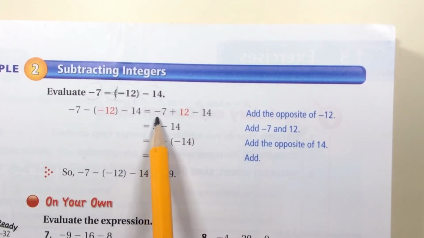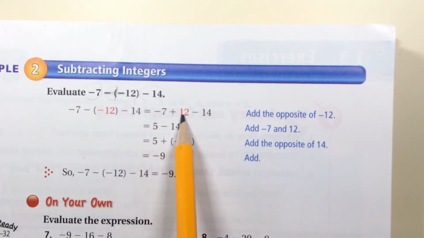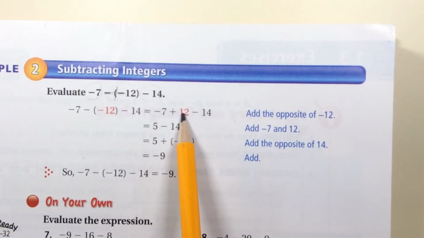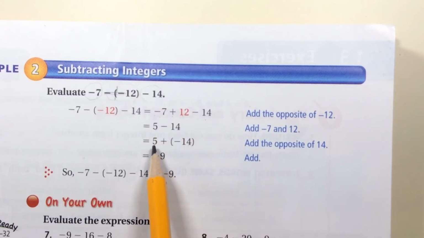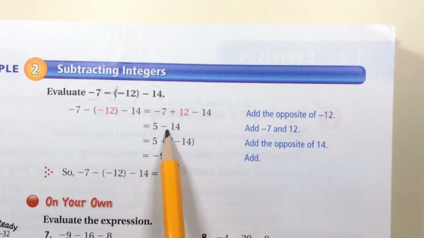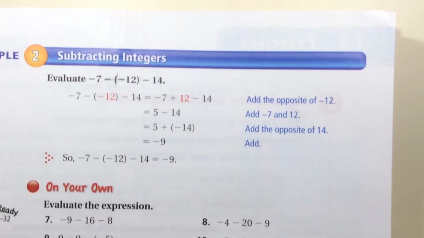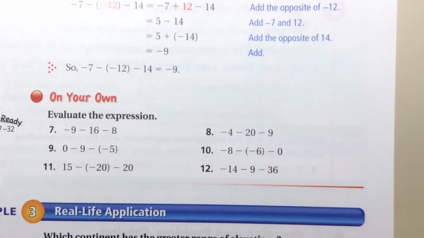So we can go from left to right. Negative 7 plus 12 will give us a positive 5. Different signs, subtract. Keep the sign of the larger, so positive 5. Minus 14. Now I have different signs, so I subtract to get 9, and I keep it negative for the 14. So we have negative 9 for our final answer. Here's a couple for you to try. We'll see how you do.